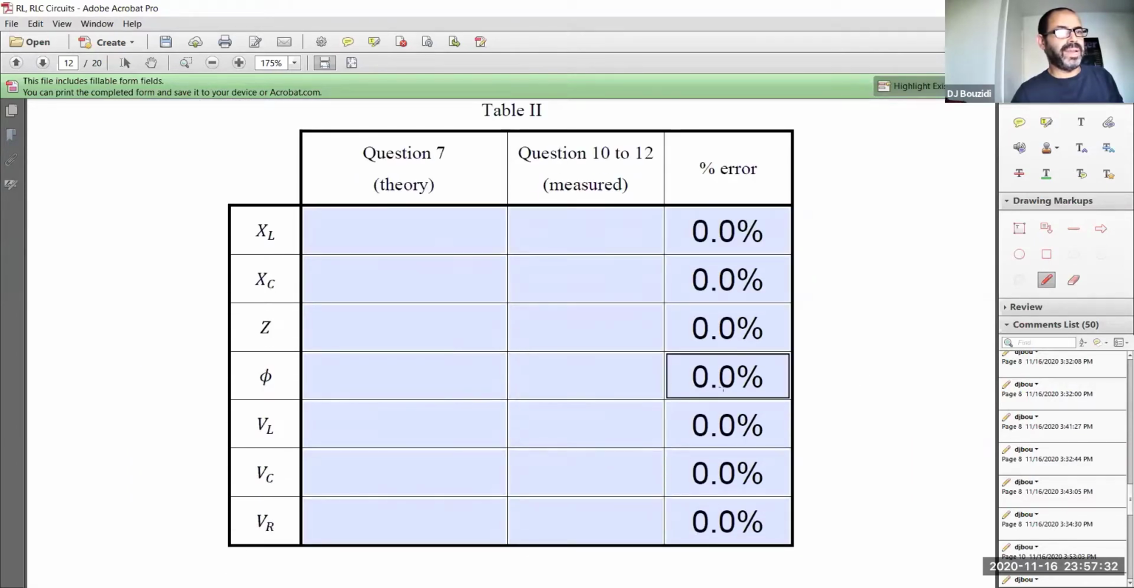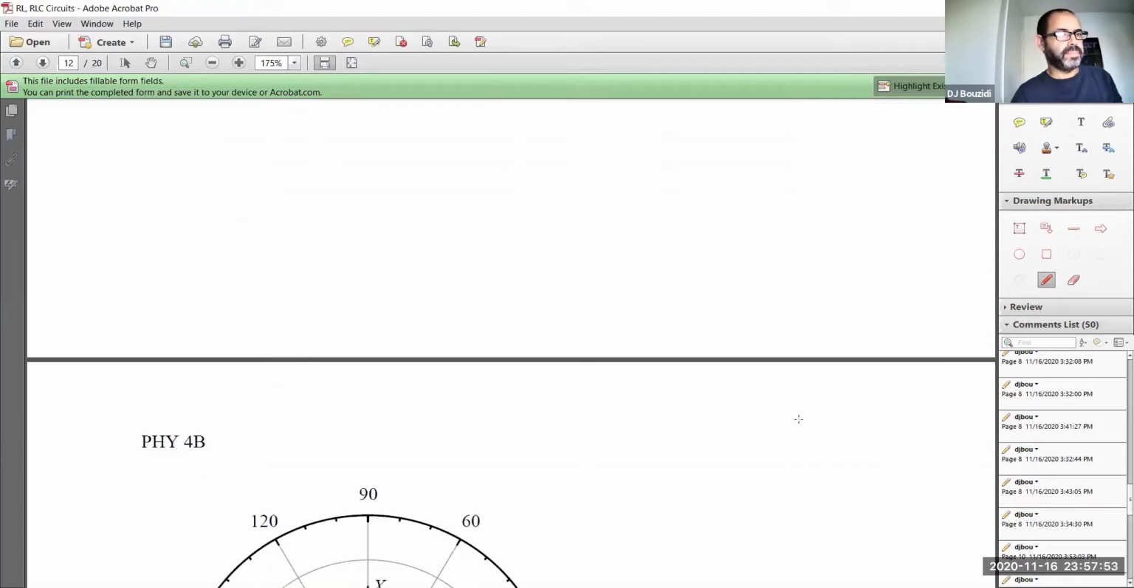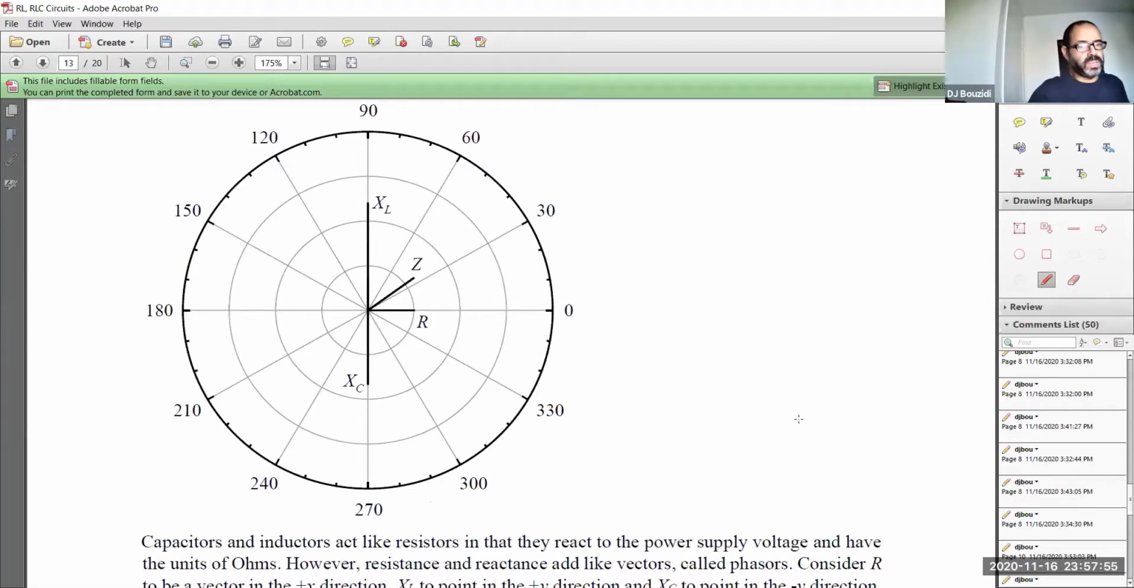So now you have, okay, I'm sorry, I may have referred to something else earlier. So you measured XL in theory from question 7, and you measured XL from the voltage again, from the previous question, and you have the voltages in here. This is the phasors method.